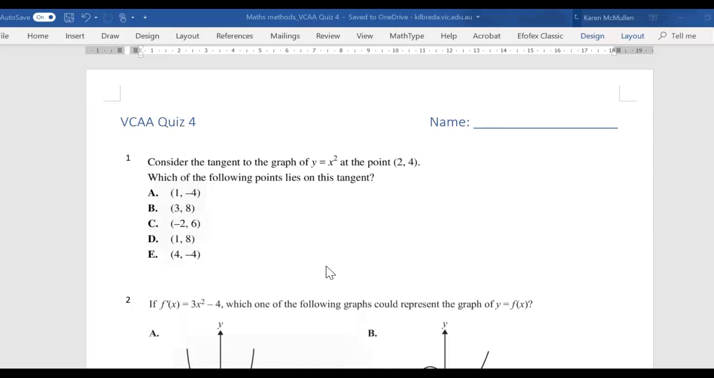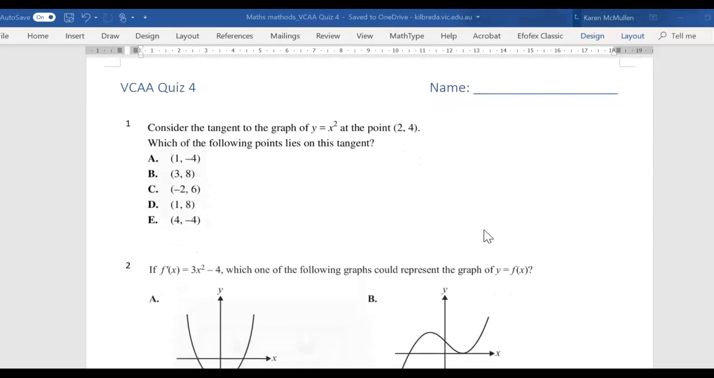Hi everyone, we'll go through the solutions for the VCAA quiz number 4. Most of these can be done without too much calculation actually. If you know your maths well, you can probably look at the question and think about the graph or what the responses are, or the distractors in the multiple choice section.